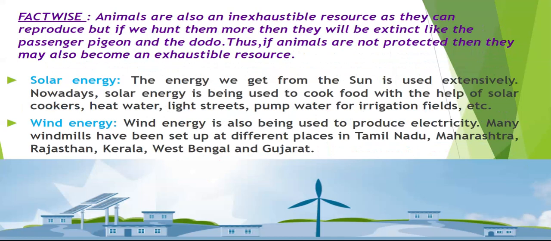Now, let us discuss some more inexhaustible resources examples, which is solar energy and wind energy. And you can see the pictures as well. The energy which we get from the sun is used extensively. Nowadays, solar energy is being used to cook food with the help of solar cookers, heat water, light streets, pump water. Now, let me tell you, children, solar energy is the resource of the future generation. We should actually consume it wisely.